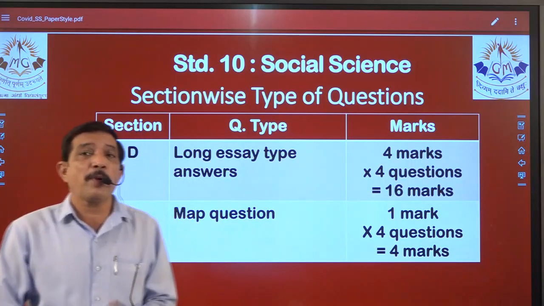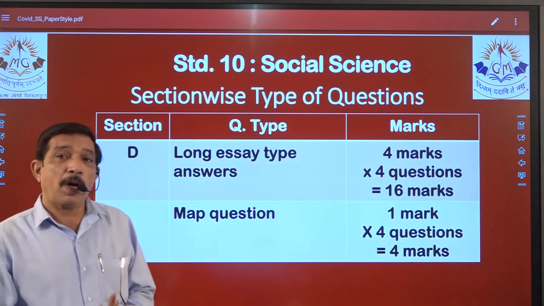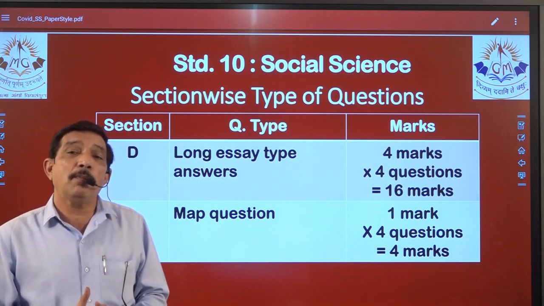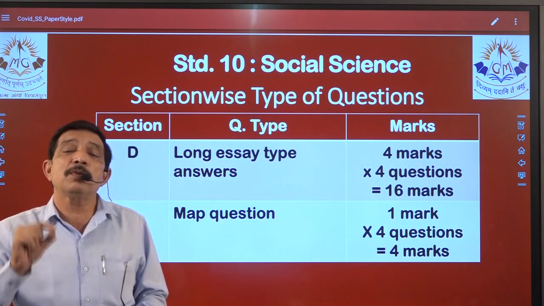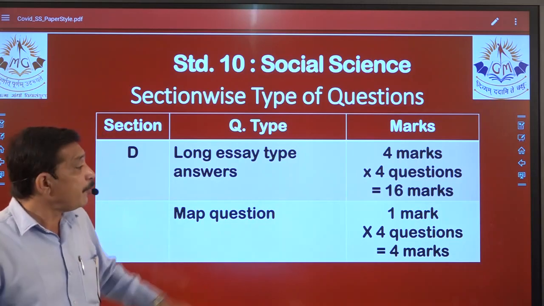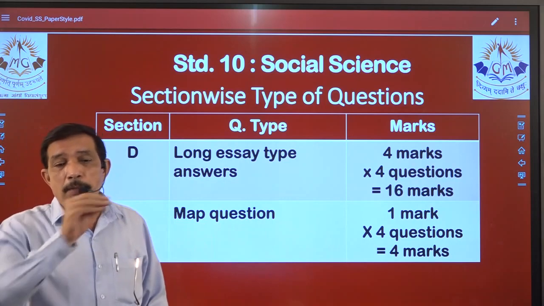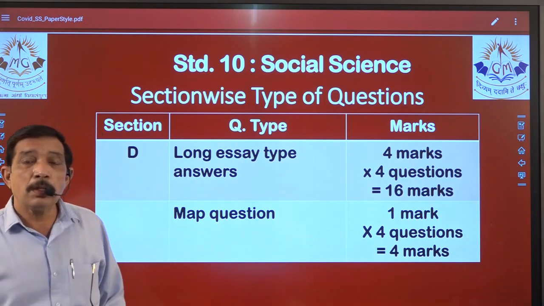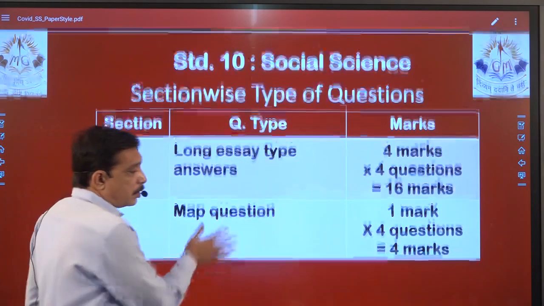Now please students remember over here that in map marking you will have a political map, that means state boundaries will be outlined over there. Yes, that is very beneficial to us. 4 questions will be asked, that means you have to mark 4 places in the map as per the questions that are given.